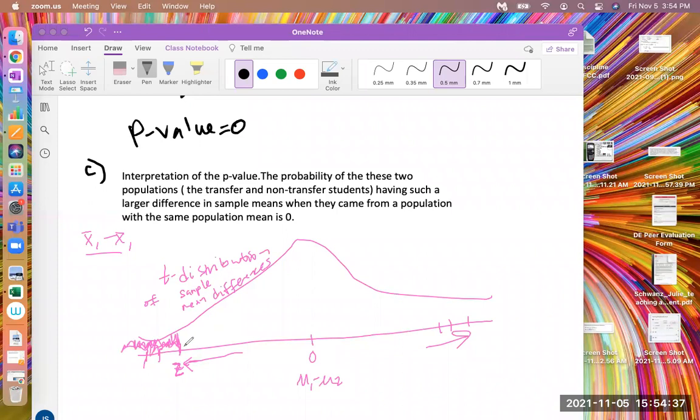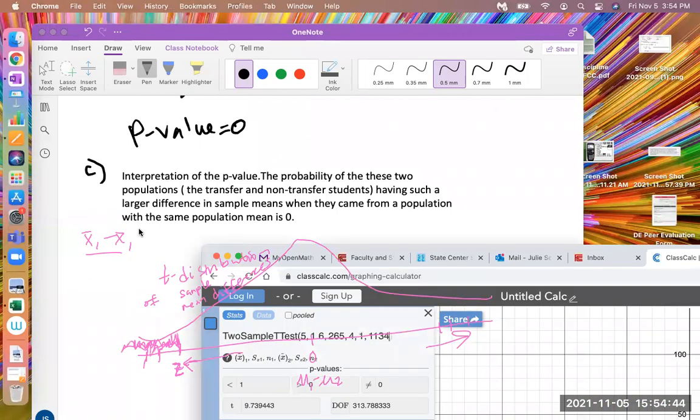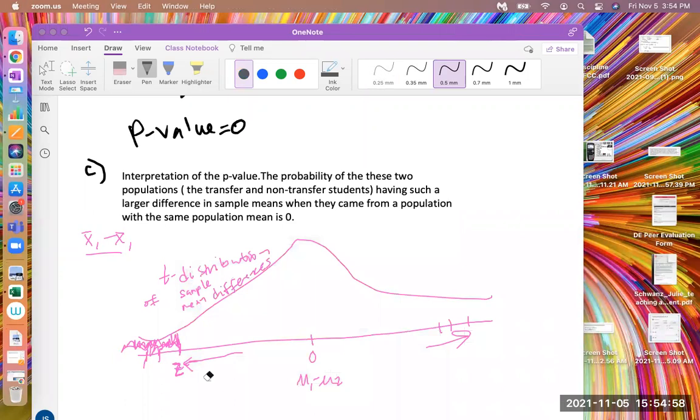And oh, wait a second, let's look back. I'm sorry, this is a right tail test, so it's actually the other side. And actually our T value is 9.7, which is humongous. So I'm sorry, I'm on the wrong side. I'm on the negative value side, and actually it's over here, way over here.